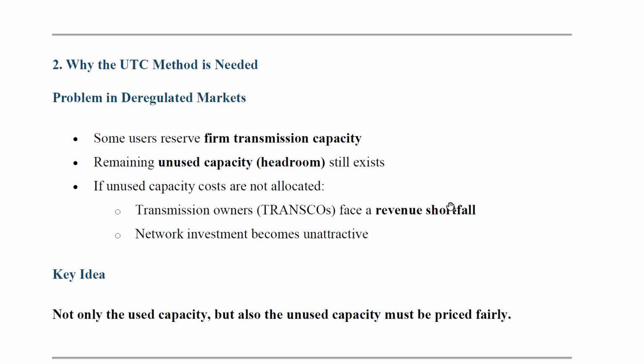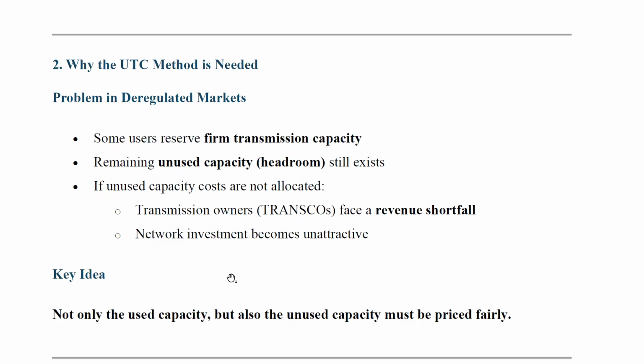As I said, they need to pay the rent for the particular place where the transmission tower is placed. Even if it is unused, they still need to pay the rent for the tower place, as well as the salaries to the particular employees. So there also we are facing the revenue shortfall, and network investment becomes unattractive. These are the problems, so that's why this UTC method is used.